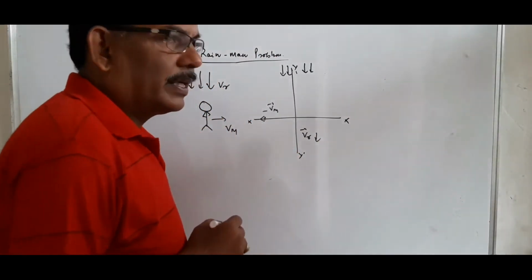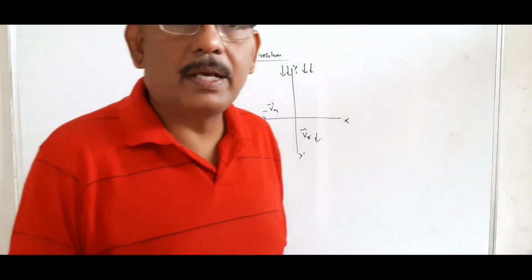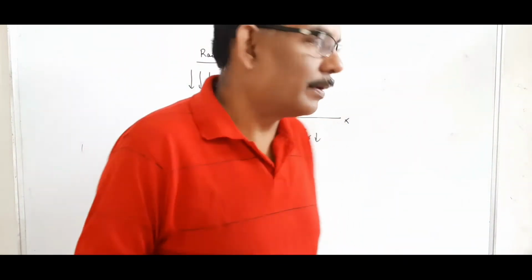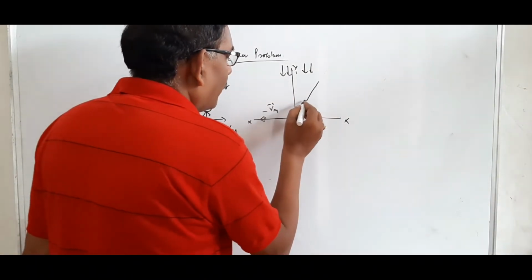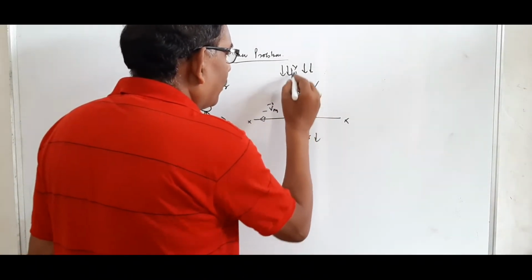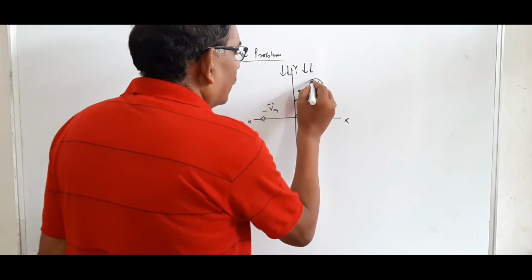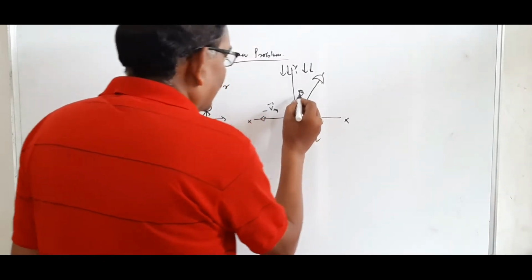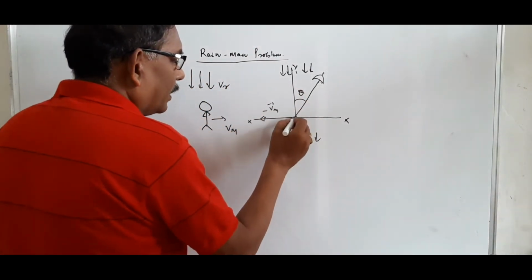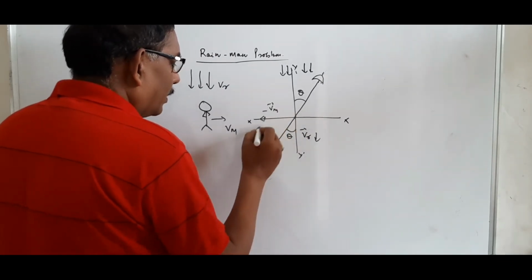In order to calculate in which direction the man should hold his umbrella to protect himself from the rain, look here. The man protects himself from the rain by making angle theta with the velocity of rain. The umbrella makes angle theta with Vr. It is also theta angle. Clear?